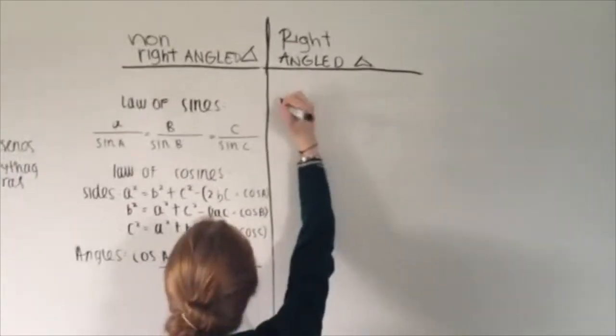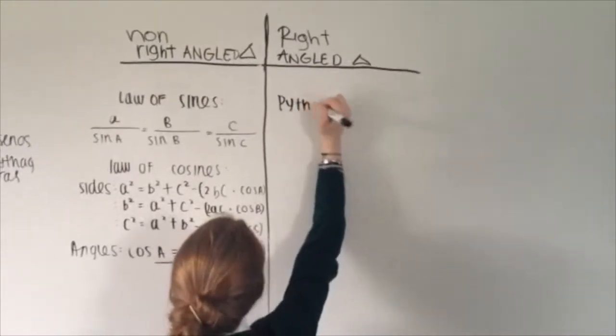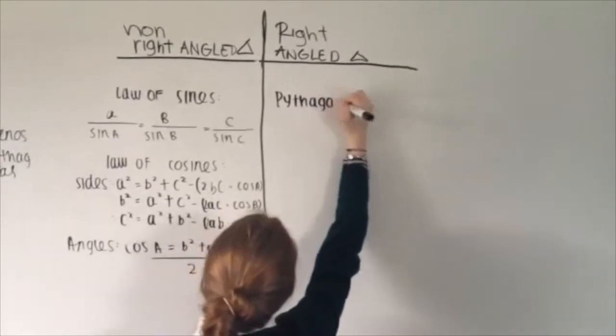To find out the angle and the sides of a right angle triangle, you have to use Pythagoras.